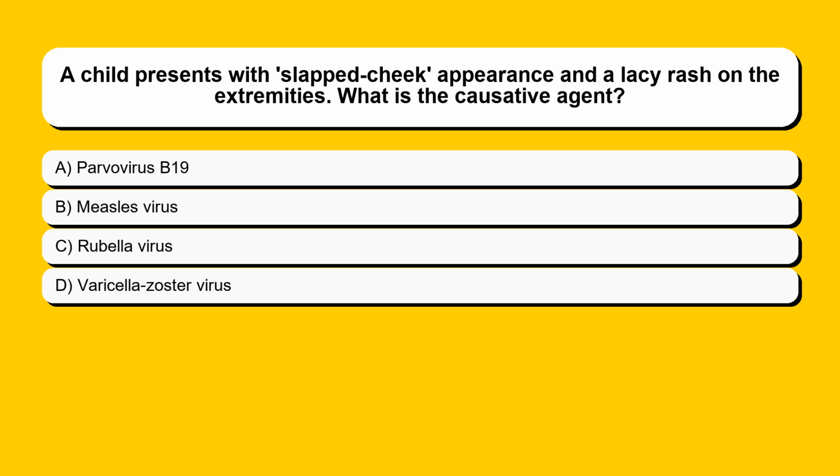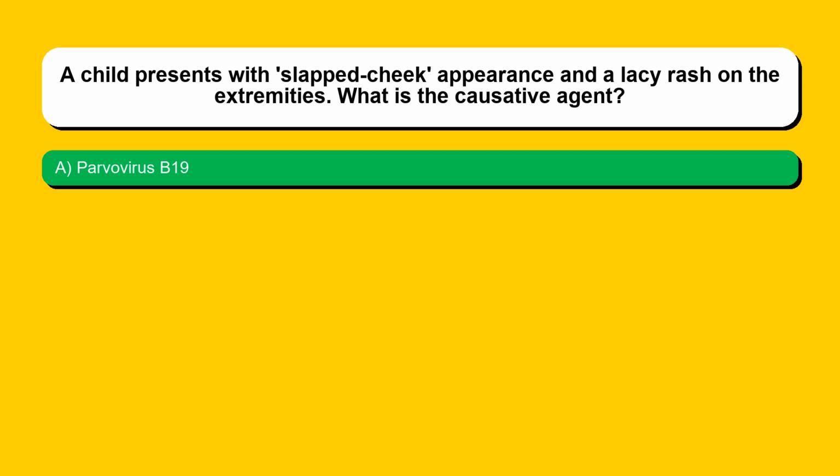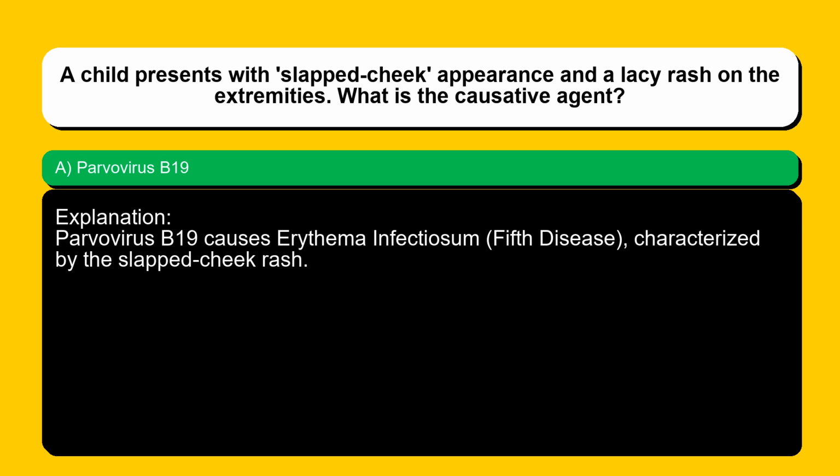Question 6. A child presents with slapped cheek appearance and a lacy rash on the extremities. What is the causative agent? Option A, parvovirus B19. Option B, measles virus. Option C, rubella virus. Option D, varicella-zoster virus. The correct answer is option A, parvovirus B19. Parvovirus B19 causes erythema infectiosum, fifth disease, characterized by the slapped cheek rash.